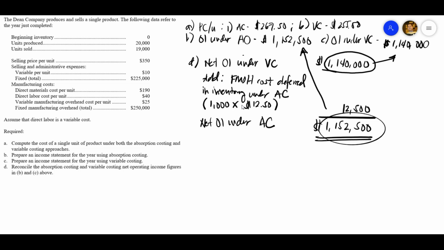So class, what if the units produced and the units sold during the period are the same? Would there be any difference in the net operating income under both methods? The answer is no, there will be no differences. So there will be no reconciliation. Your operating income under absorption costing and variable costing should be the same if both the units produced and sold are equal. So guys, let's have a 10-minute break, and after that we'll have more problems about variable and absorption costing.